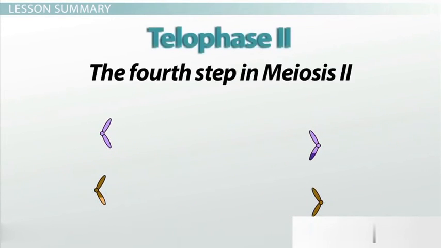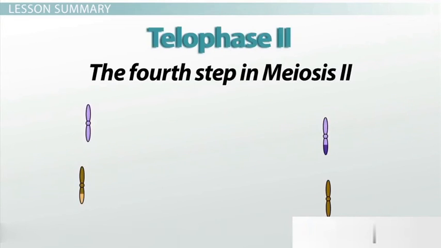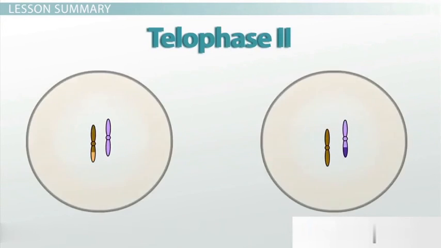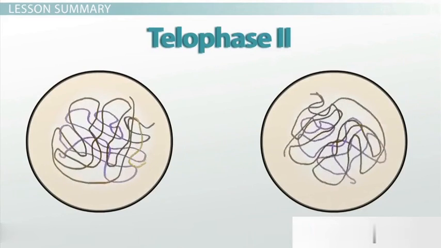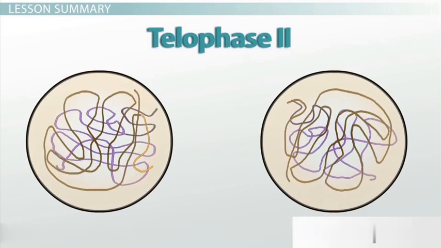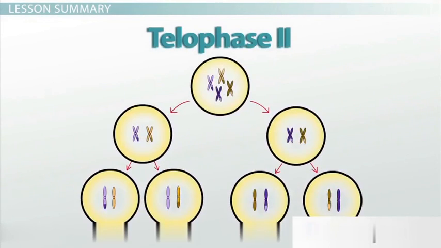Telophase 2 is the fourth and final step of meiosis 2. During telophase 2, the nuclear membrane reforms and the chromosomes decondense. The cytokinesis, which follows meiosis 2, establishes 4 gametes with different genetic content.